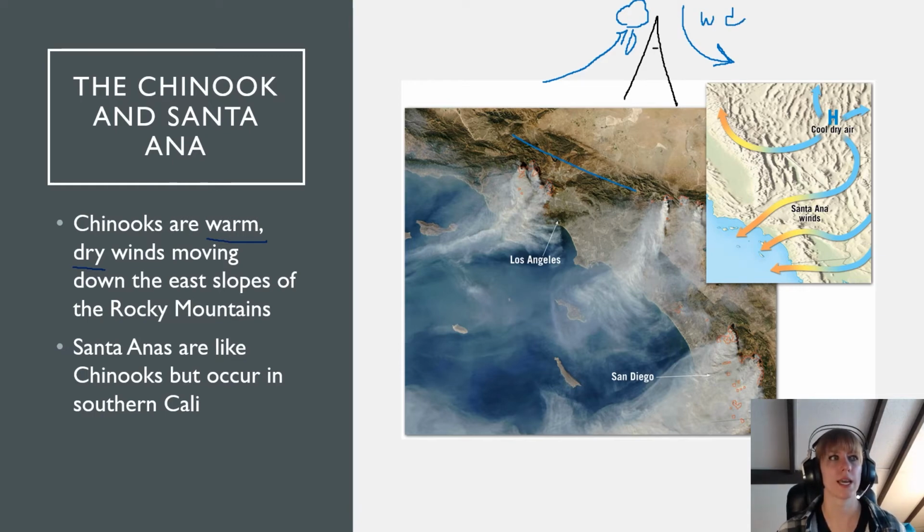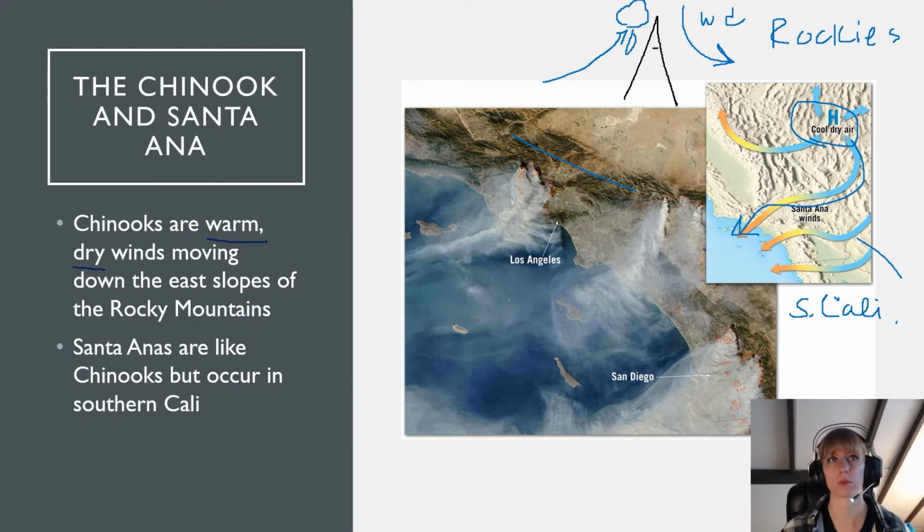Okay, Santa Anas are very similar. The difference is their location. So Chinooks happen by the Rockies. Santa Anas happen in Southern California, and you have this cool dry air instead of warm dry air coming out towards the ocean. So it's kind of like a land breeze, okay? And it's essentially air that just comes this way versus air that goes this way. So one goes east, the other comes west. One's along the Rocky Mountains, one's along Southern California. Okay, so remember, cool, dry air, Southern California, Santa Ana. Warm, dry air, Rocky Mountains.